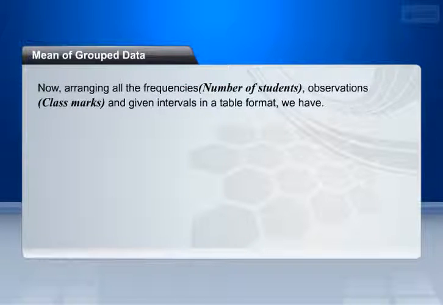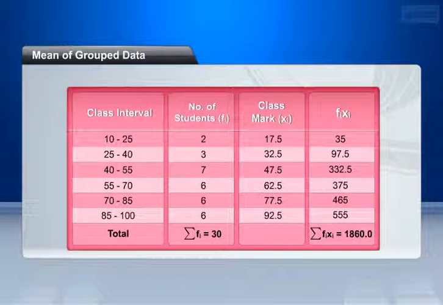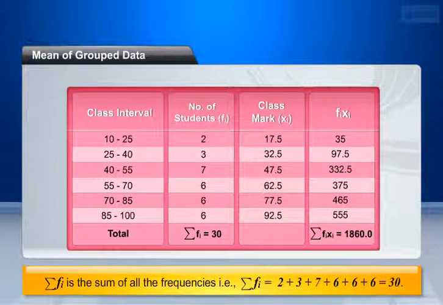Now, arranging all the frequencies, number of students, observations, class marks, and given intervals in a table format, we have the table. From the table, we need to find sigma fi and sigma fi xi. Sigma fi is the sum of all the frequencies, that is, sigma fi equals 2 plus 3 plus 7 plus 6 plus 6 plus 6. This is equal to 30.